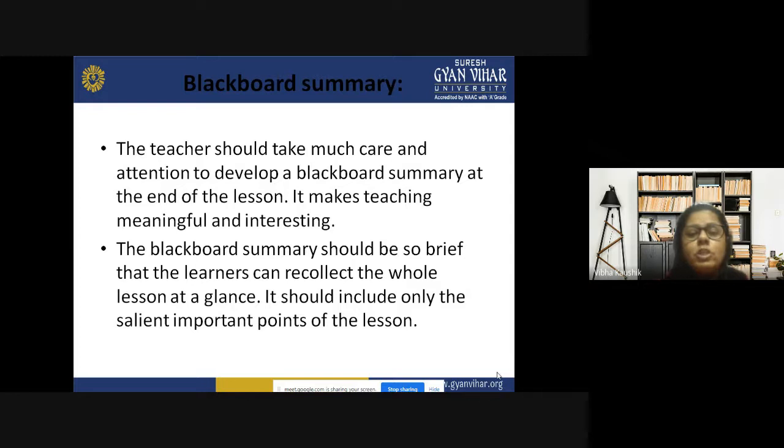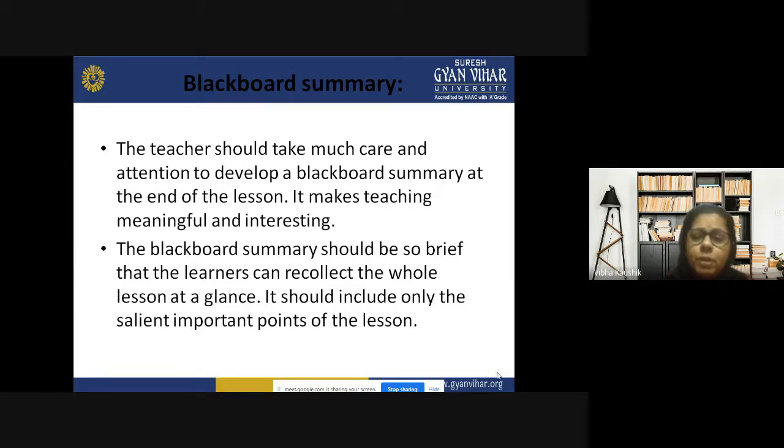It makes teaching meaningful and interesting. If a blackboard summary is presented in front of the learners at the end of the lesson, it makes the teaching meaningful and interesting for them. The blackboard summary should be so brief that the learner can recollect the whole lesson at a glance. It should not be too large.